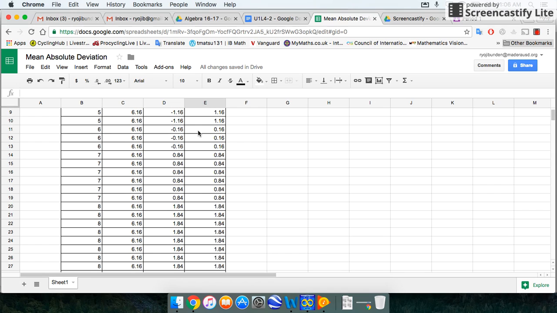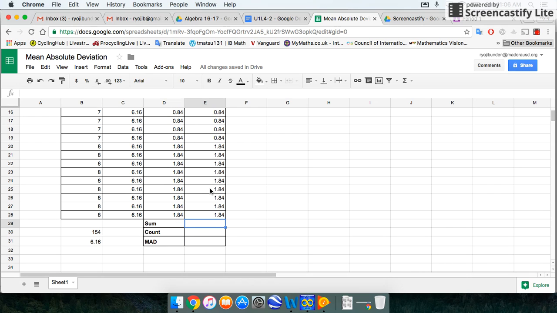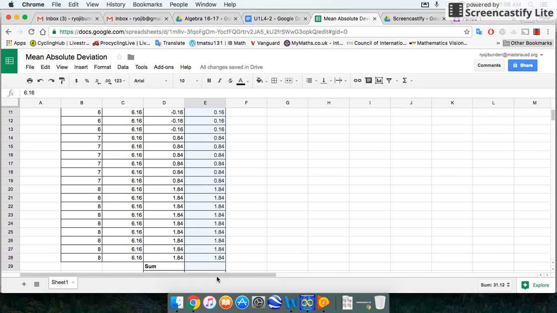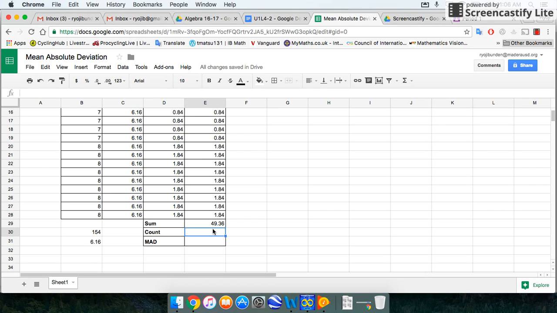All right, so then in the row where it says sum, now we're just going to total up all of these positive values. I'm going to highlight all of these, and I'm cheating because I'm using Sheets. It totaled them all up for me: 49.36. Count, again, is 25 because we have 25 total values. So the mean absolute deviation is just going to be 49.36 divided by 25, so equals this cell divided by this cell, which gives us 1.9744.